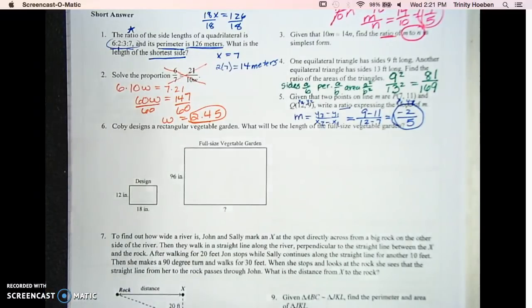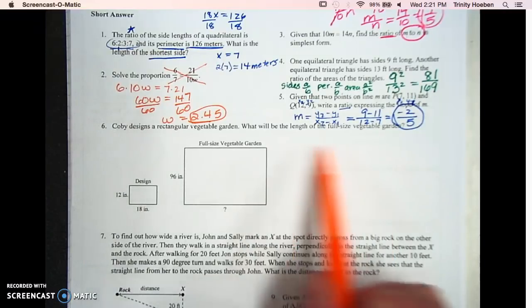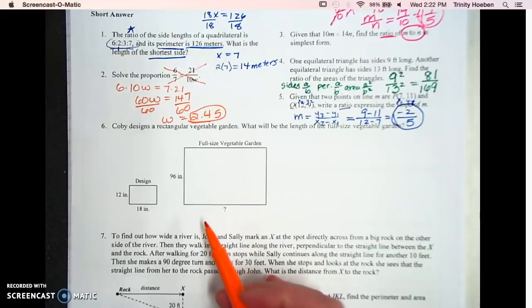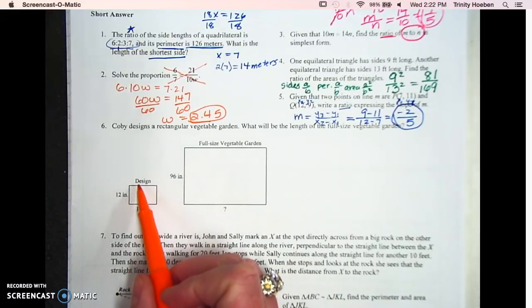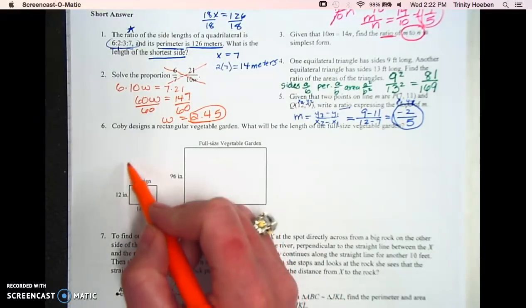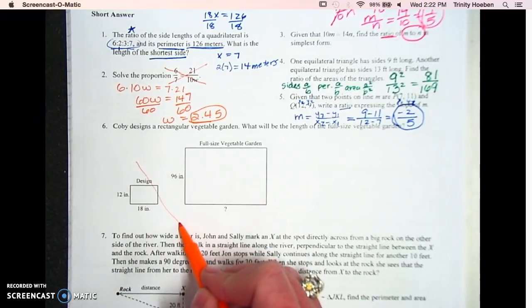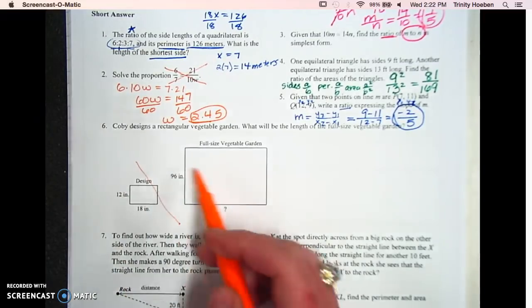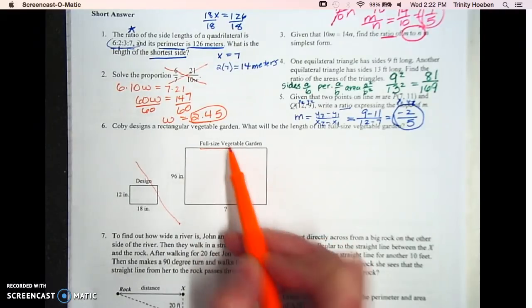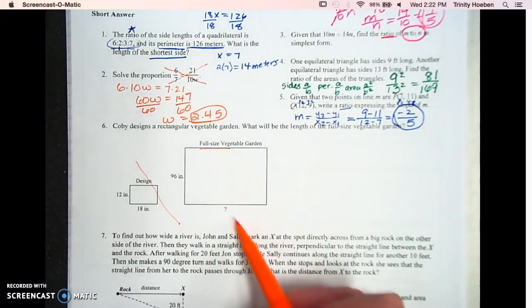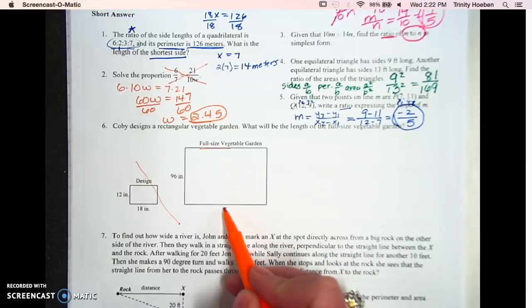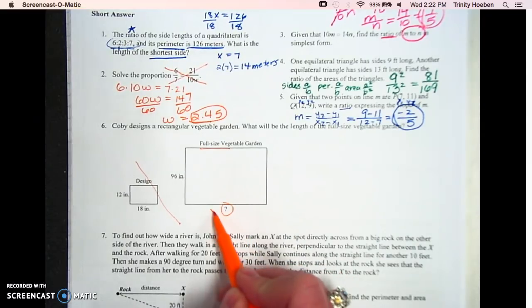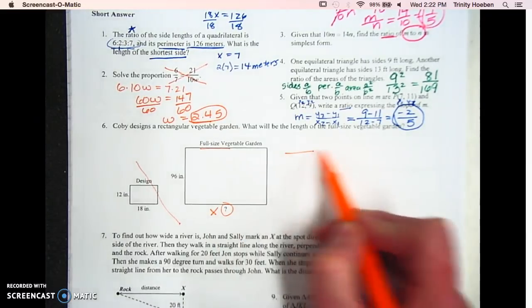Number 6, Kobe designs a rectangular vegetable garden. What will be the length of the full-size vegetable garden? So we're going to take the design and make that the left side of our proportion, and then we're going to take the full-size vegetable garden and have that be the right side of our proportion. This is the side we want to find out. We're going to call that x.